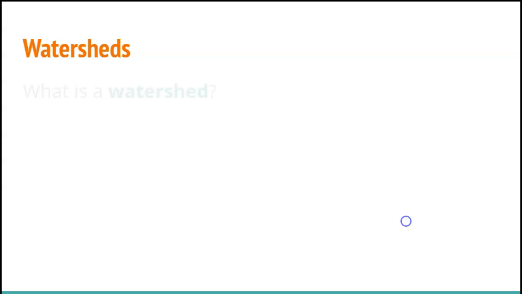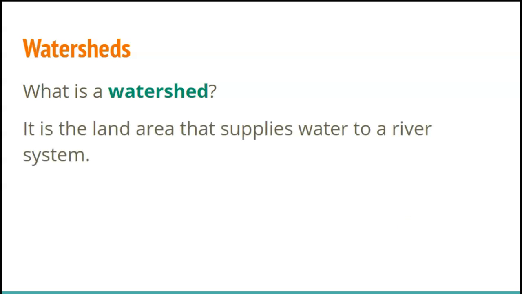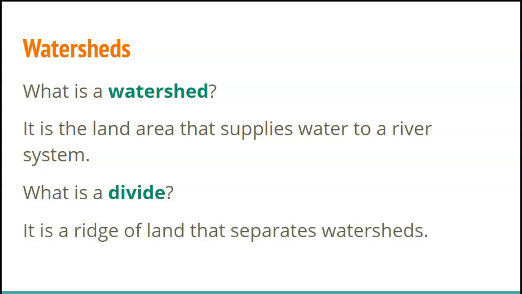Watersheds. What is a watershed? It is the land area that supplies water to a river system. What is a divide? It is a ridge of land that separates watersheds. A really good example is in your book, Figure 5. You had to actually draw the line as the divide and then draw the arrows to where the water went. So if you remember doing that, that will be on the quiz. So make sure you understand what a divide is and what it looks like.